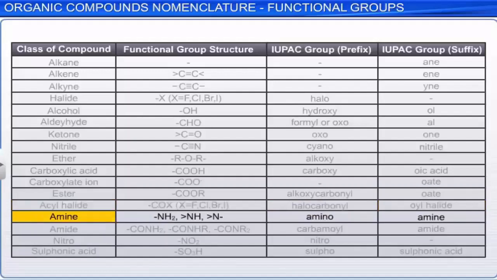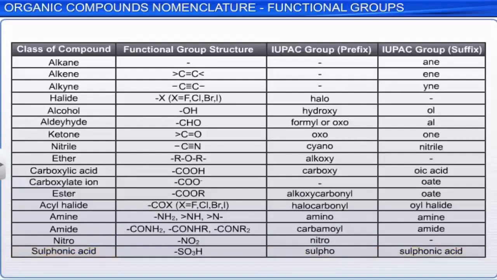The amine group prefix is amino and the suffix is amine. The amide group prefix is carbamoyl and the suffix is amide. And the nitro group prefix is nitro. The sulfonic acid's prefix is sulfo and the group suffix is sulfonic acid. Now let's see how we can use the prefix and suffix to assign names to compounds.